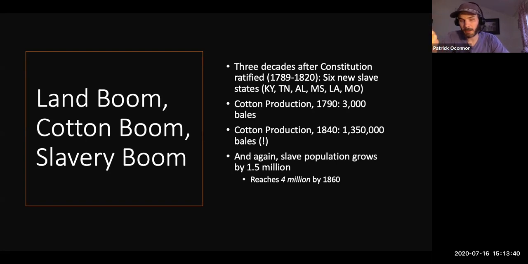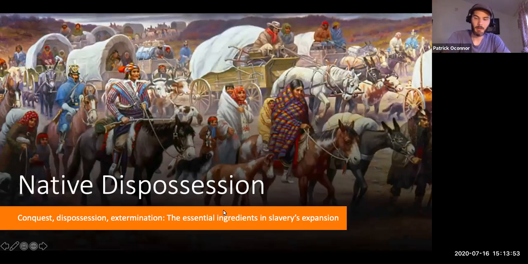By 1840, so 50 years later, 1.35 million bales of cotton is coming out of the United States. And facilitating this change was the American government's conquest of Western land and its forced removal and outright extermination and murder of native communities who were already on those lands that were particularly well suited to cotton culture. So again, when I'm talking about the West right now, that's the region we think of as the Deep South.